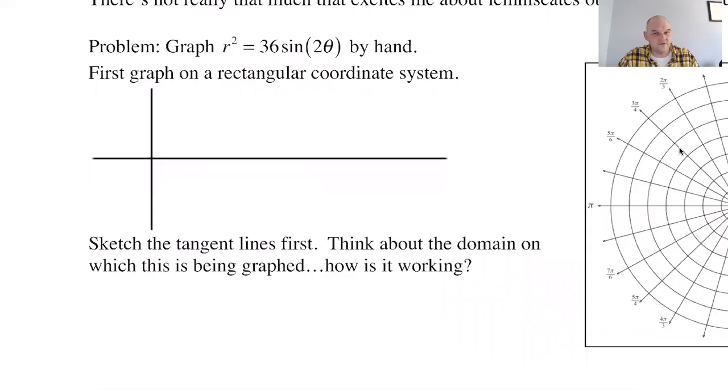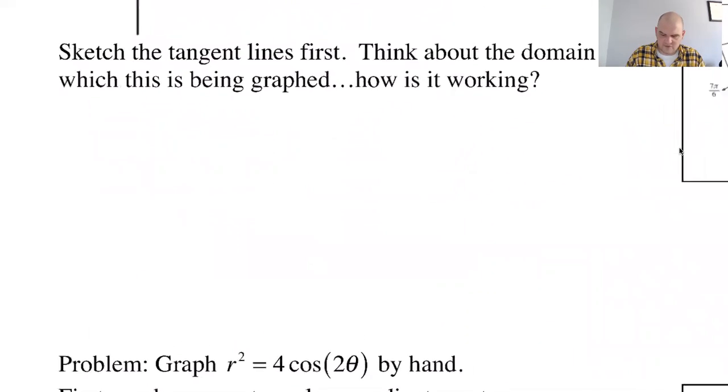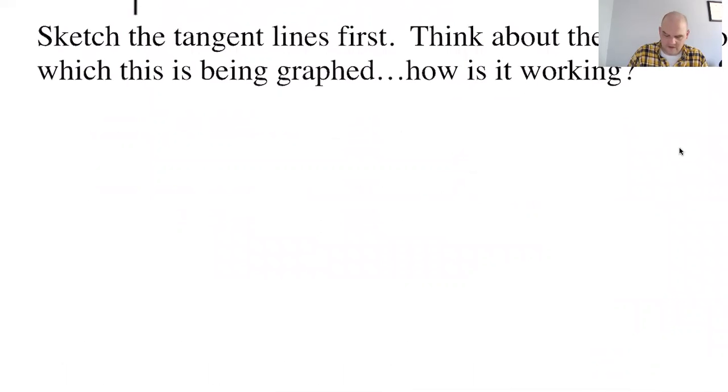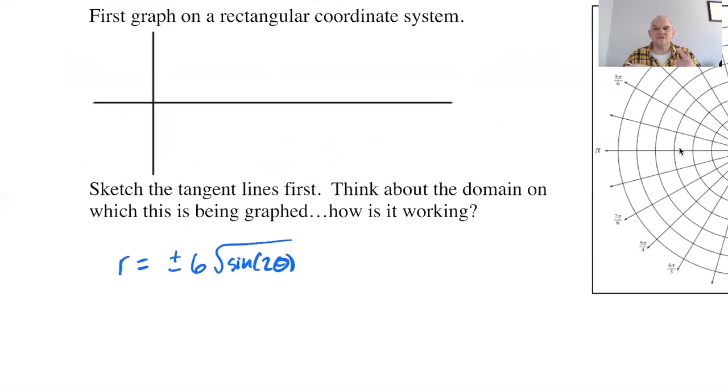All right, r squared equals 36 sine of 2 theta seems like it's going to be hard to deal with, so I'm going to take the square root and see if that helps. So r is equal to plus or minus 6 times the square root of sine of 2 theta. There's kind of a lot going on there. That square root is going to cause trouble anywhere the graph of sine of 2 theta is negative, so those just won't be in the domain. Not really a big deal. And then there's plus or minus, so that's weird.